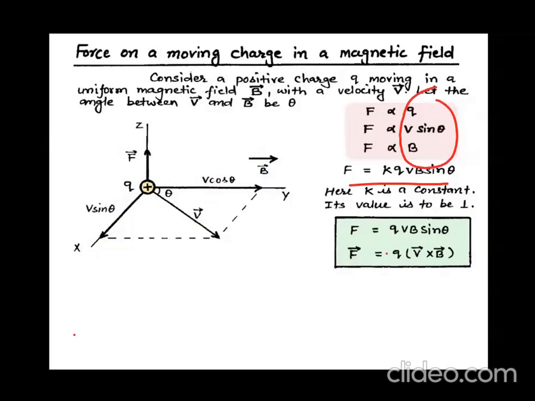and in order to remove the proportional sign, a constant will come, and that constant is K, right? And K value comes out to be 1. So we get F equals QVB sin theta. Now we know this is a cross product, so here we can write, instead of sin theta, in vector form, vector F equals Q bracket V cross B, right?